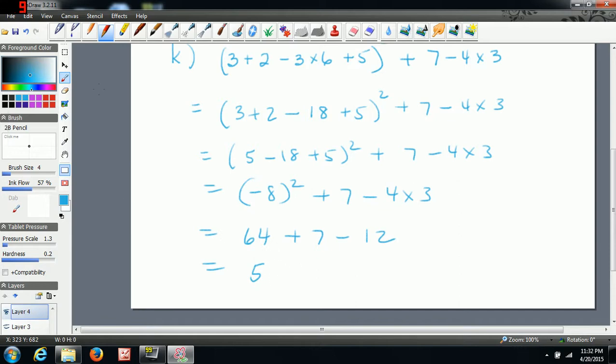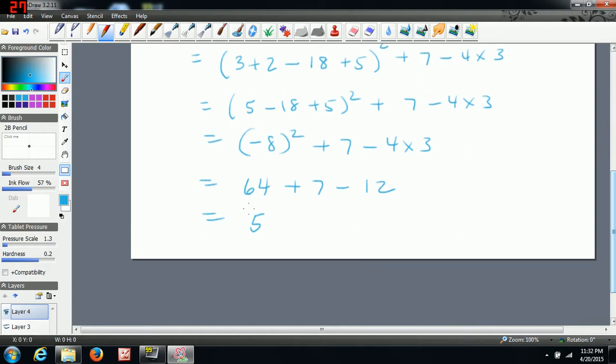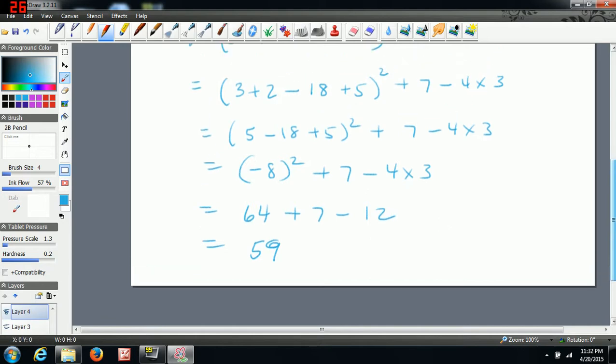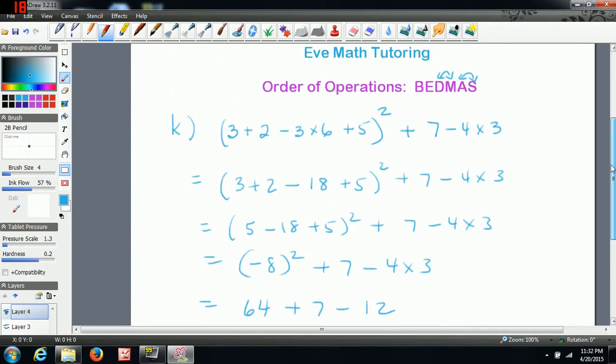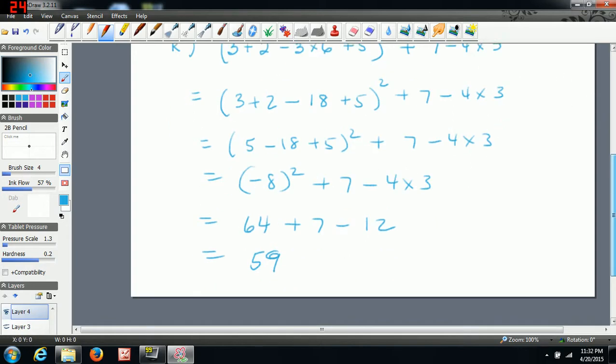Okay, now the pen has stopped working, so just 1 minute here. There we go. So the answer for that is going to be 59. So you just have to follow BEDMAS. At this point, I could have done this, but I just want to show you step by step following BEDMAS. There's so many other examples to try.